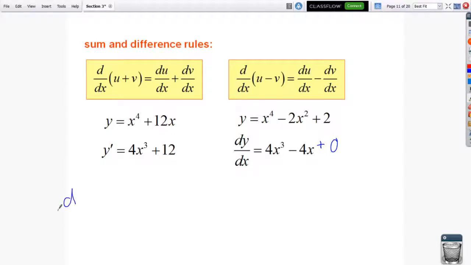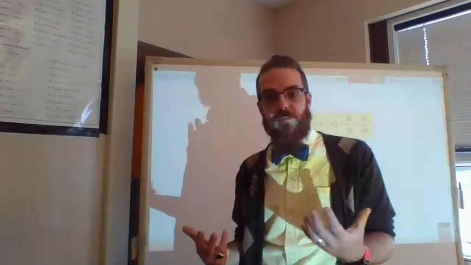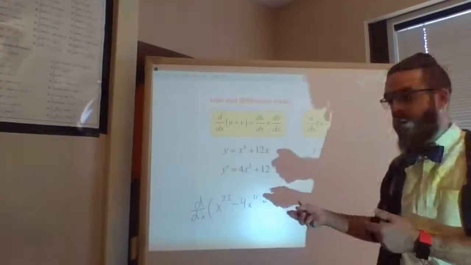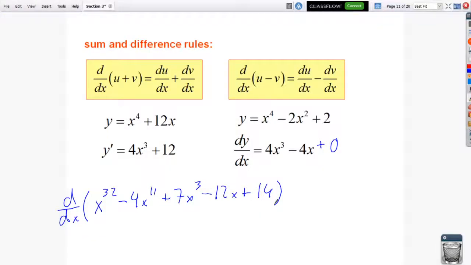So just to throw up another example, the derivative of x to the 32nd minus 4x to the 11th plus 7x cubed minus 12x plus 14. It looks like a really long, complicated problem to do, and if I was to use the limit definition of this problem, this would take me forever, because I would have to do that x plus h to the 32nd. But since I now know all my shortcuts, I can just do term by term.